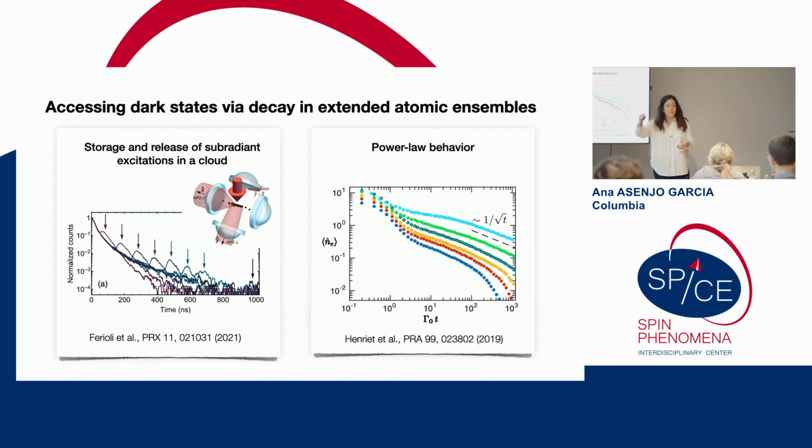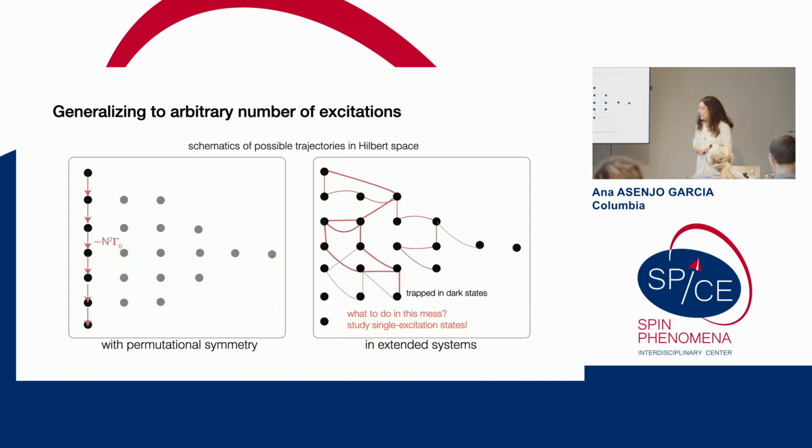And then again, the system settles into a mixture of dark states, and then they do it again. These are the different bumps, saying there is something that looks like metastable or long-lived, and then boom, you disturb it, and again it goes into this kind of metastable regime. Okay, so the question now is, what do we do with this mess?